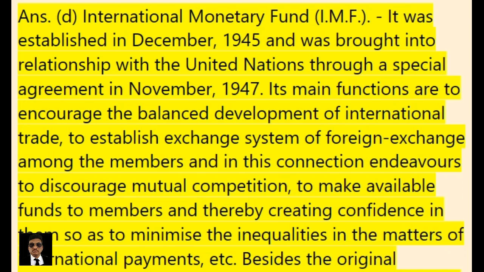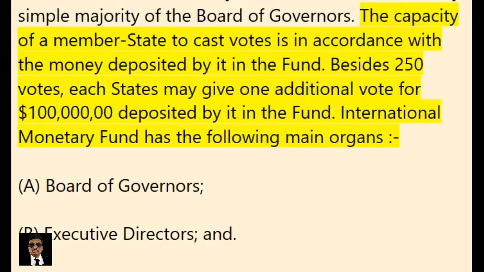Besides the original members, other states may be admitted as members by simple majority of the Board of Governors. The capacity of a member state to cast votes is in accordance with the money deposited by it in the fund. Besides 250 votes, each state may give one additional vote for $100,000,000 deposited by it in the fund.